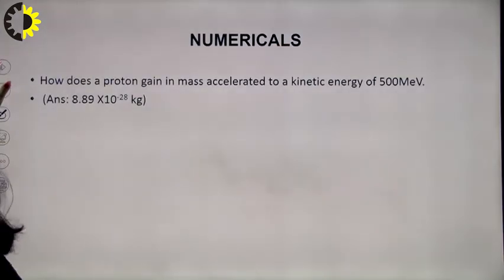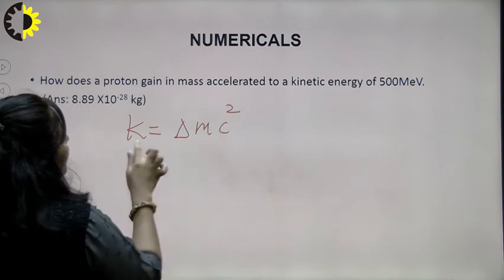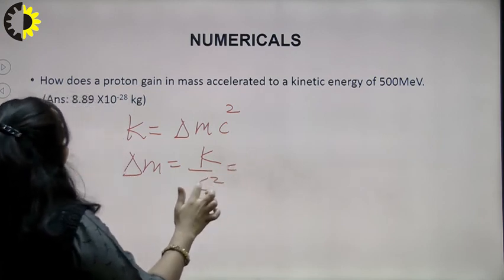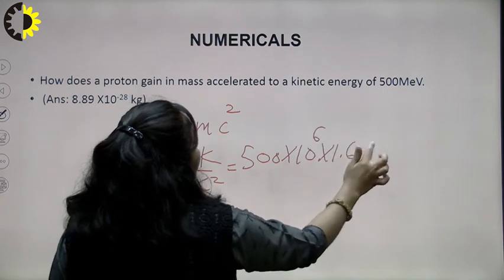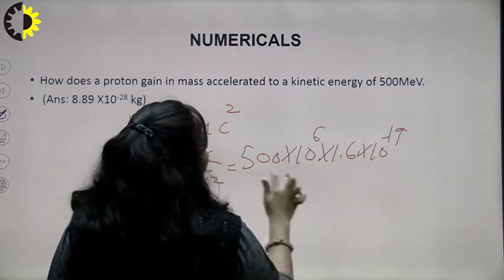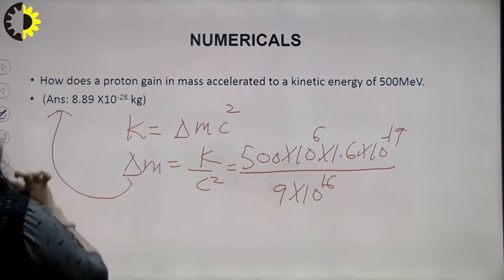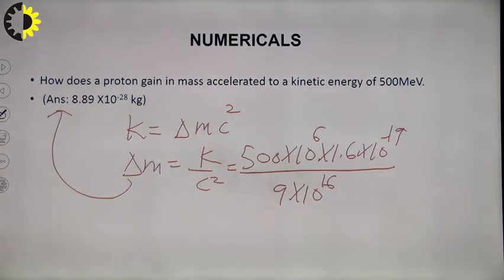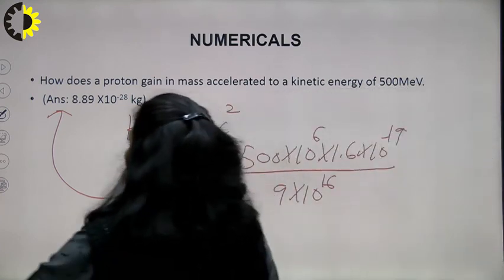And how much does a proton gain in mass when accelerated to a kinetic energy of 500 mega electron volt? So K is delta m into c square. So the gain in mass will be equal to K upon c square. You know K, that is given 500 mega electron volt. Mega means 10 raised to power 6, electron volt means 1.6 into 10 raised to power minus 19, and c square, you know, is 9 into 10 raised to power 16. So just simplify it, and after simplifying, you can find the increase in mass for this particle, which is accelerated through a kinetic energy of 500 mega electron volt. So this is the method to find that increase in mass, right?